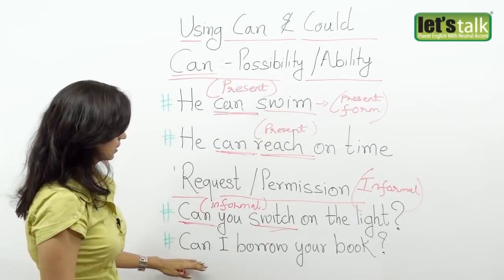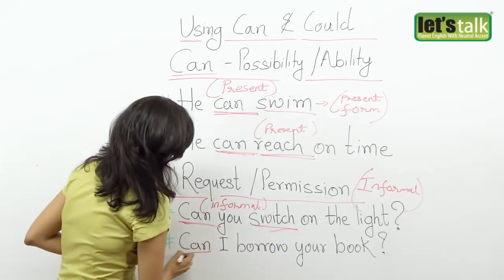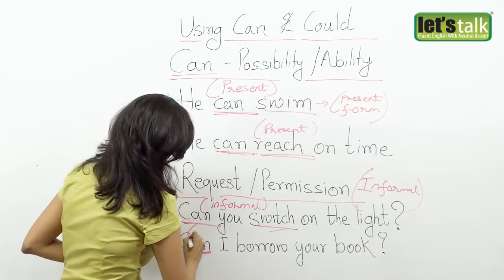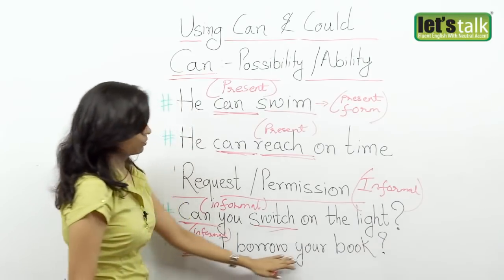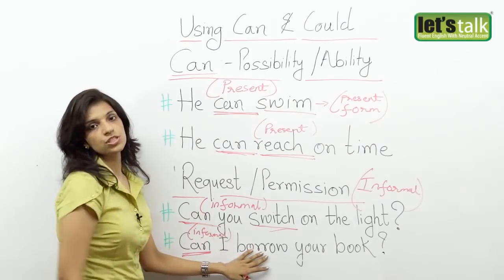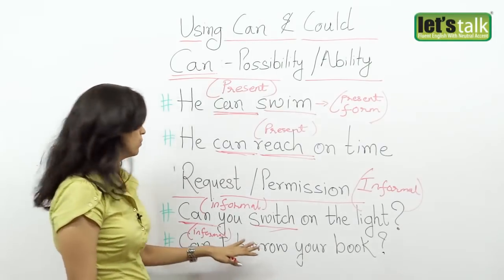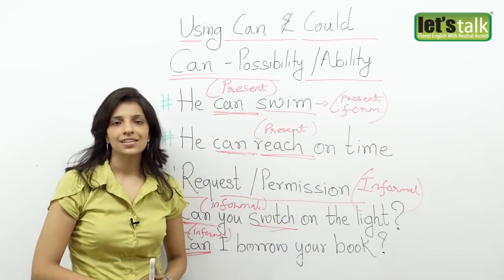In my next example, can I borrow your book? So again in a very informal way you're asking, can I borrow your book? Again, like you can see, borrow is the verb that follows can, which is in the present form. So when you want to make an informal request or permission, you can use can.